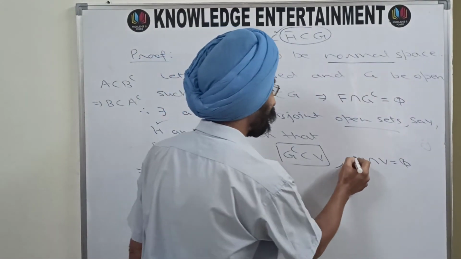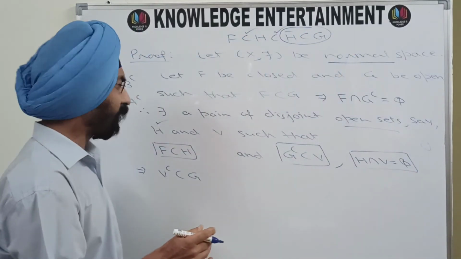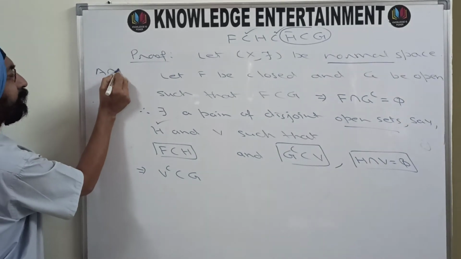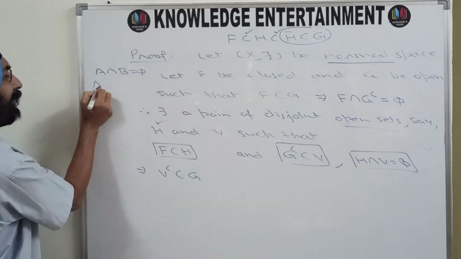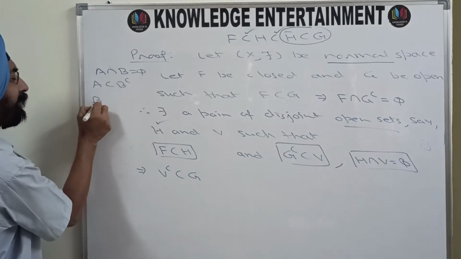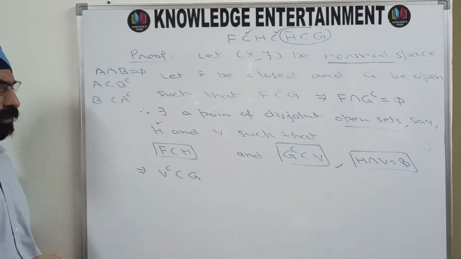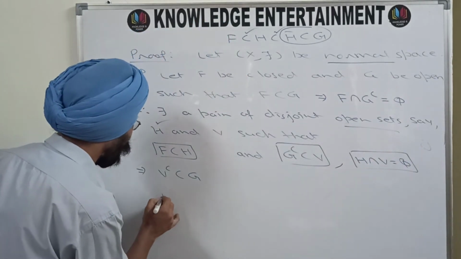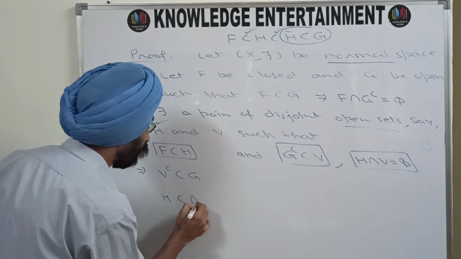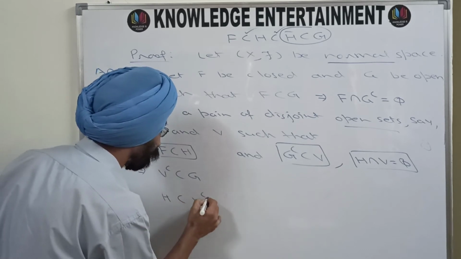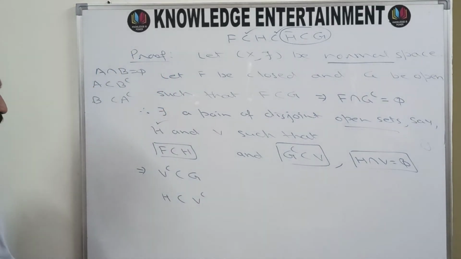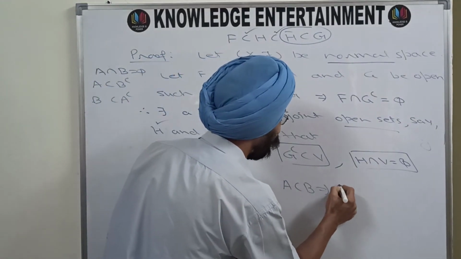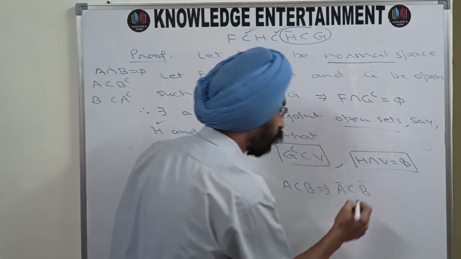Now H intersection V is empty. Once again, from basic set theory, you know that if A intersection B is empty, then A is a subset of B complement and B is a subset of A complement. So H intersection V is empty means H is a subset of V complement. Also, we know that if A is a subset of B, then A bar is a subset of B bar.